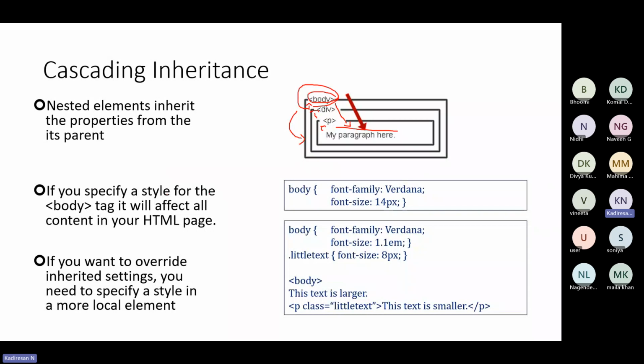If you specify a style for the body tag, it will affect all content in your HTML page. So that is what I said. Whatever changes you are going to make, or whatever format, whatever layout you are going to change in this body element, it is going to affect this paragraph element. If you want to override your inherited settings, you need to specify a style in a more local element. So if you want to make only particular changes here, you have to make changes alone here. But if you make any changes in this body element, all the changes you make will affect this paragraph column.